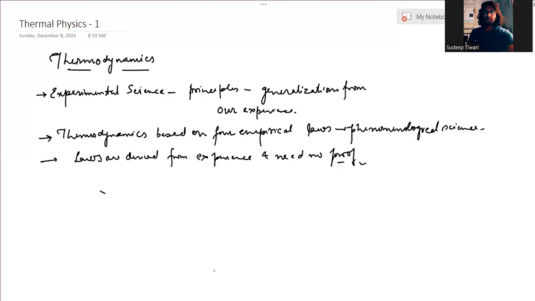Now, we have to make some initial definitions clear before we head on to the study of thermodynamics. So we start with something called a thermodynamic system, and what comprises a thermodynamic system. Let us start with a study of what a thermodynamic system is.